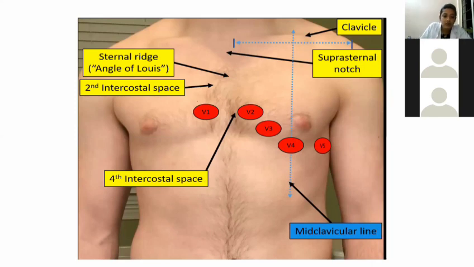So here you can see the V1. You can assess the position with the help of the angle of Louis. You can observe it here, the second intercostal space. V1 and V2 will be placed in the fourth intercostal space. You can see it on the right and left side. Then V3 will be midway between V2 and V4. And here you can see an imaginary line from the middle of the clavicle. This is known as the mid-clavicular line. In the mid-clavicular line, fifth intercostal space, V4 is placed.